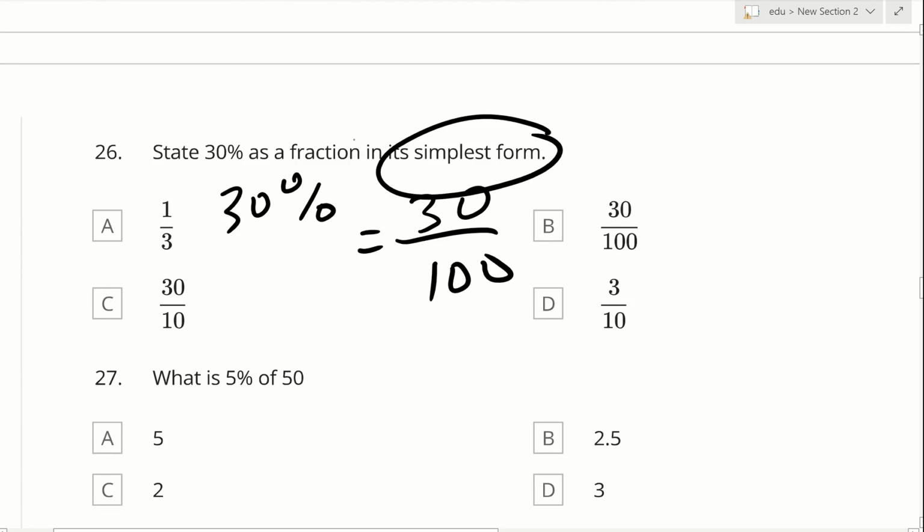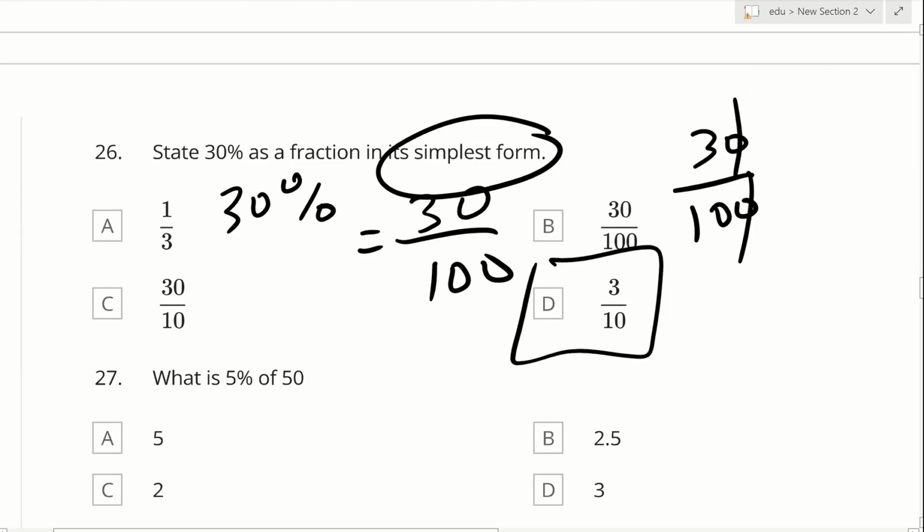Now it says simplest form. So 30 over 100, if I want to put it into simplest form, I could just cancel out a 0 from the bottom and the top. So my answer is going to be 3 over 10.